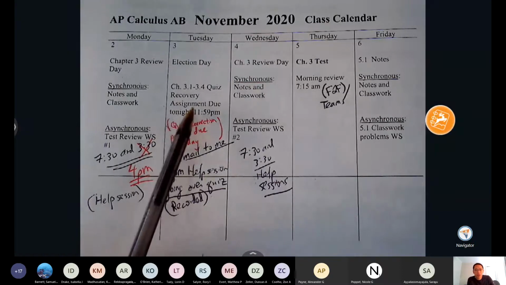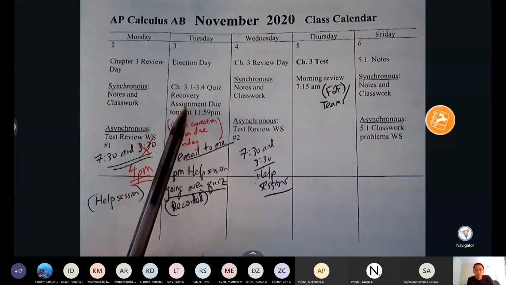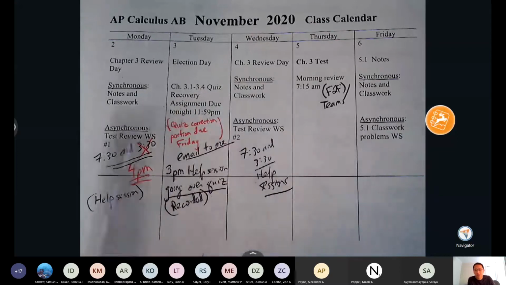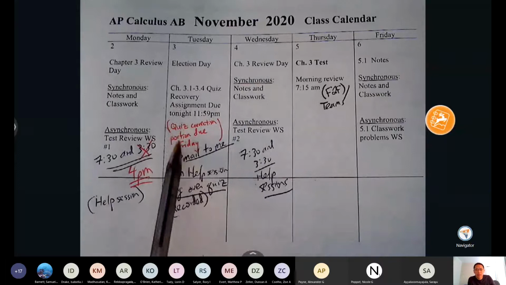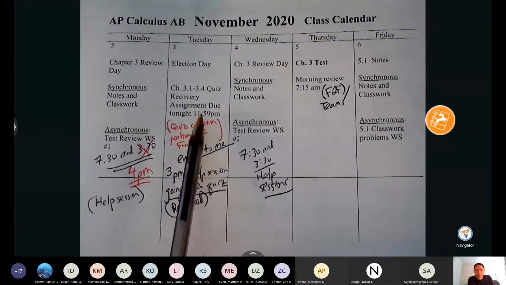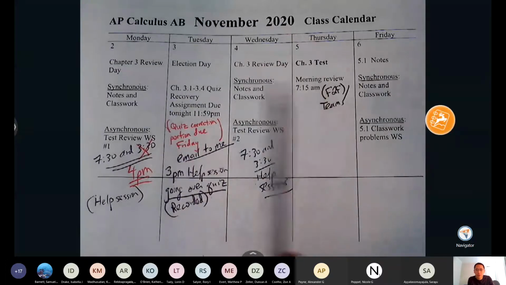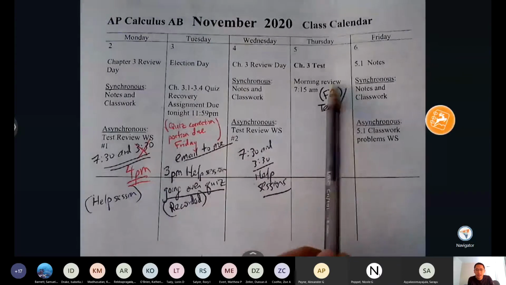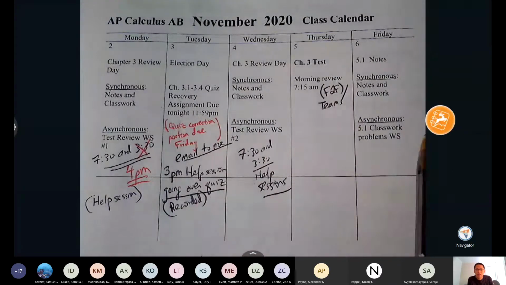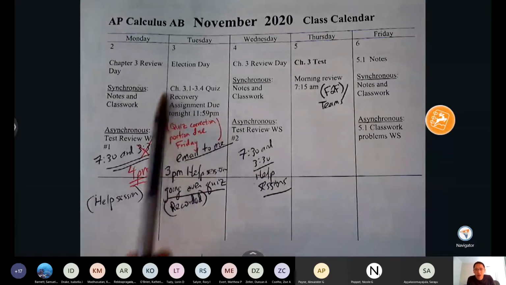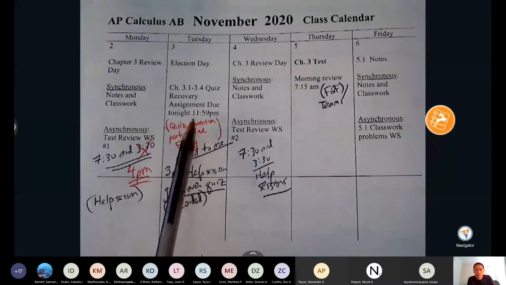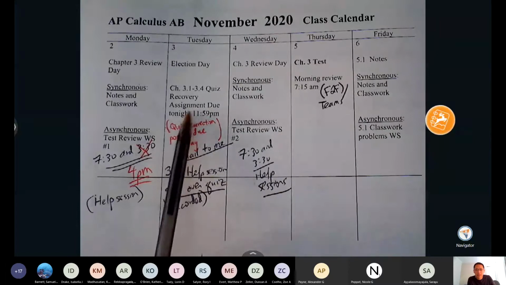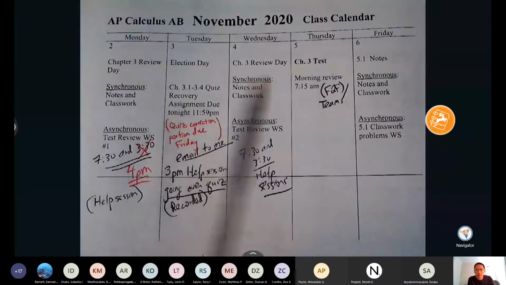So we're going to do a little bit of a departure for this recovery because of the time crunch and because we lost so many days. Just for this time, if you do at least 2 out of the 3 recovery assignments and turn in by midnight, then you're going to be eligible to replace your quiz grade with the test grade on Thursday if it is better than your quiz grade.